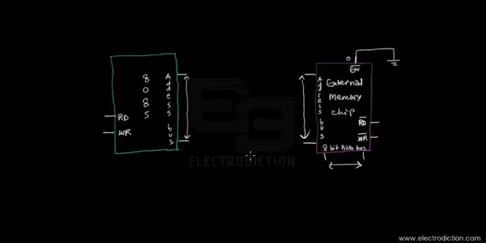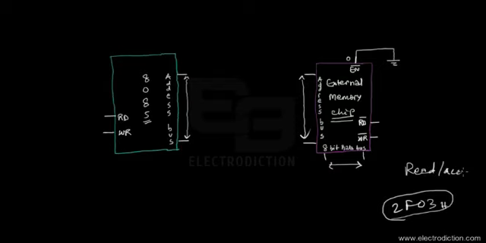So let's say the 8085 needs to access data present at, let's say, the memory location 2F03H. Okay, so let's say this particular memory location of this external memory chip contains certain data that the 8085 microprocessor requires. So the microprocessor needs to read, or access, the data from this corresponding memory location of the externally connected memory chip.